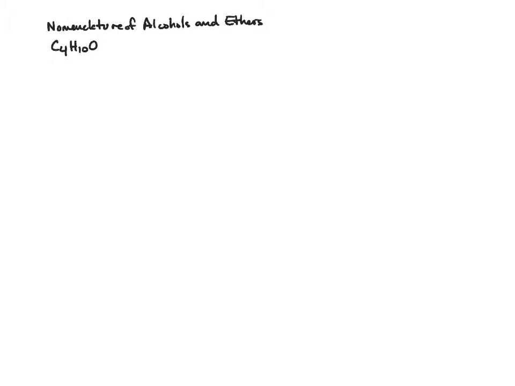So as always, the first thing you want to do is determine how many degrees of unsaturation are present in a molecular formula. So we're going to use CnH2n plus 2 and realize that oxygen does not add or subtract to the hydrogen count. So we can basically ignore it. So for C4, we're ending up with 10 hydrogens anyway, so this has no degrees of unsaturation.